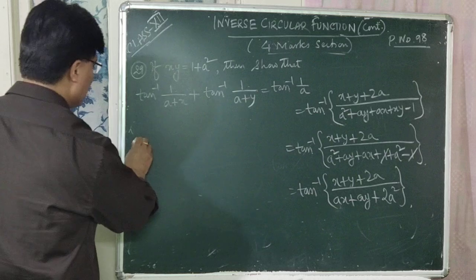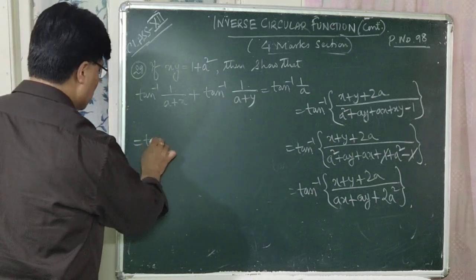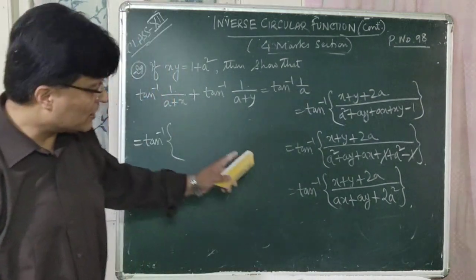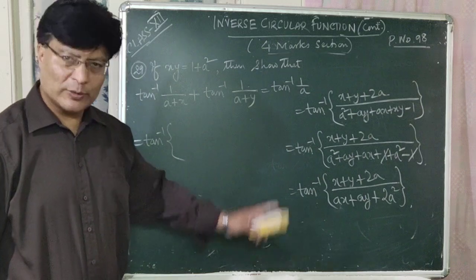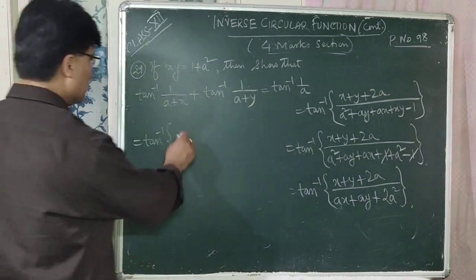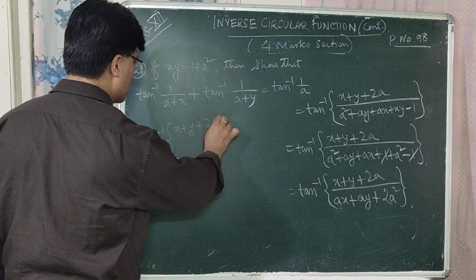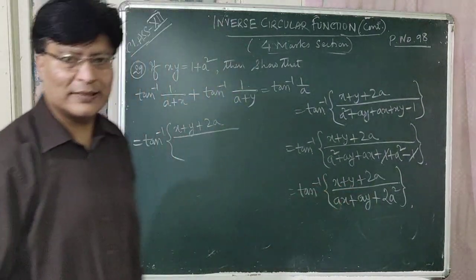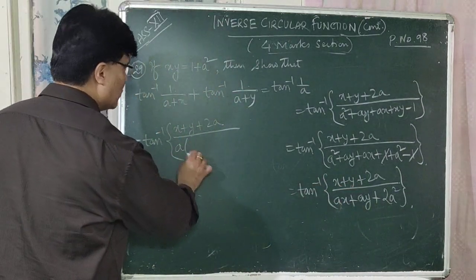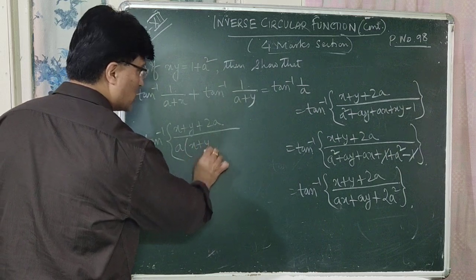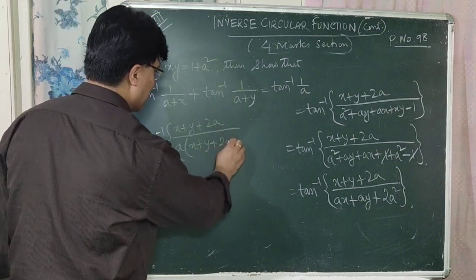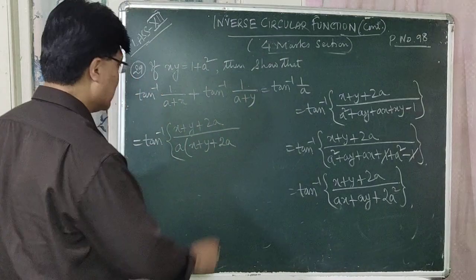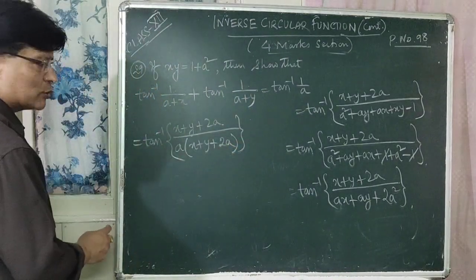Now in the next step, this expression becomes tan inverse within second bracket. So the numerator remains same, but in the denominator, how will you simplify it? You can take a as common, isn't it? So in the numerator we have x plus y plus 2a, this whole divided by, in the denominator, what is common here? A is common, right? Within bracket what do we get? x plus y plus then twice a. One of these a is taken common here, so it is only 2a, right? First bracket closed, second bracket closed.